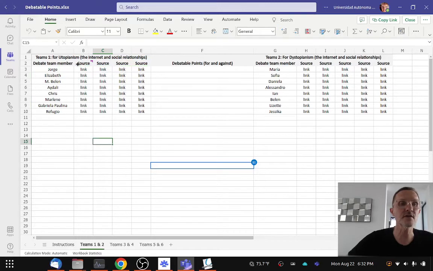Now, you'll notice here that next to each team member there are 4 columns with a heading called source, and we have the word link in each of the cells just below the headings. So the way this will work is you need to look online to find information to support your argument. It could be articles, books, videos, podcasts, or TED Talks. Of course, some sources are better than others.